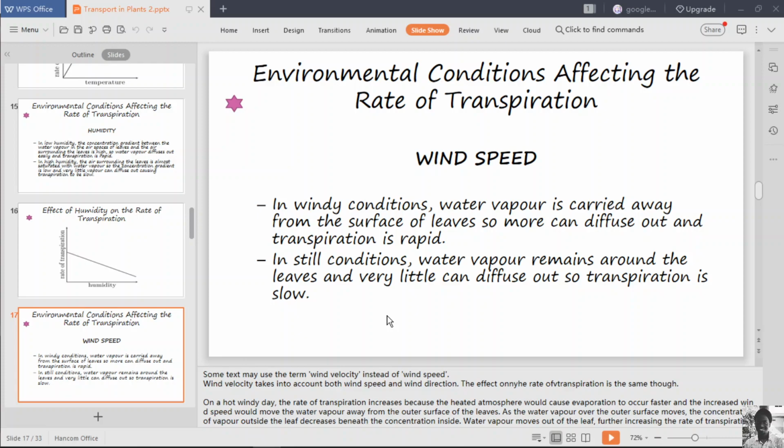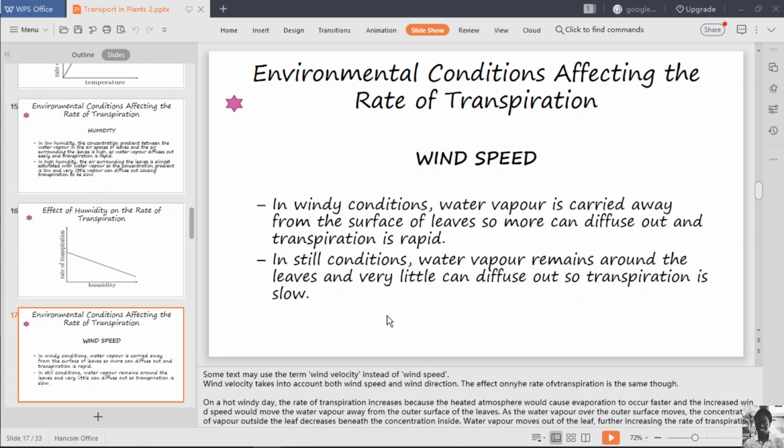Now some texts may use the term wind velocity instead of wind speed. Wind velocity actually takes into consideration not only wind speed but also wind direction. However, the effect on the rate of transpiration would be the same. Right, so what would happen on a hot windy day?